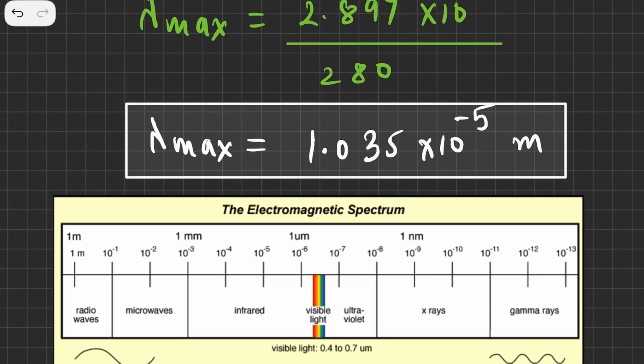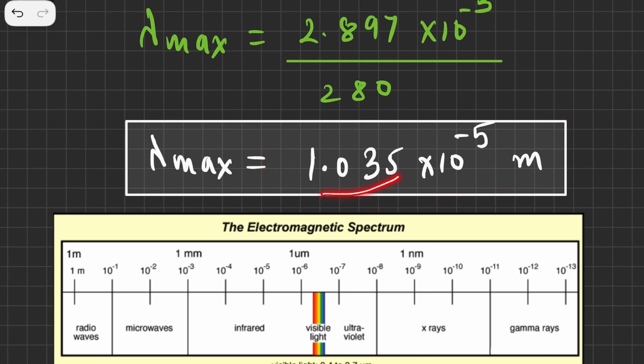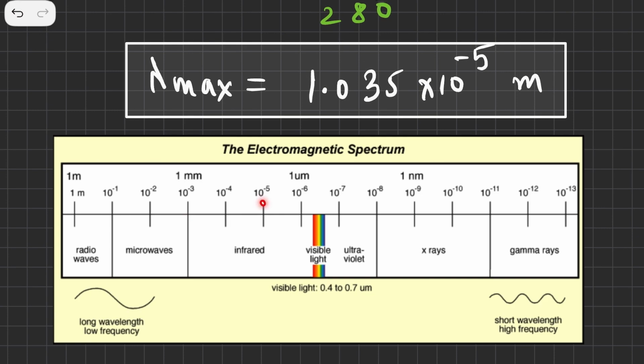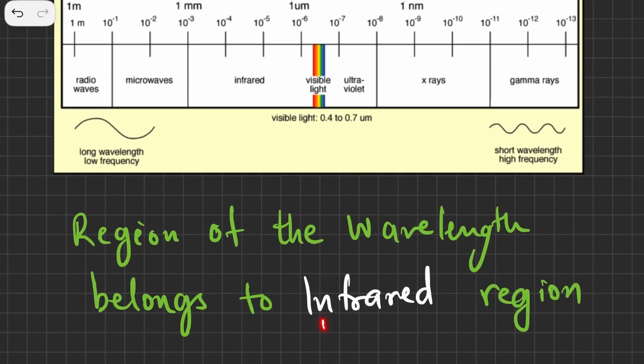Now our answer is coming out to be 1.035 times 10 raised to minus 5 meters. This is very near to 1, so we will take it as almost equal to 1. And 10 raised to minus 5 is coming somewhere at this point, and this 10 raised to minus 5 belongs to the infrared region. So the wavelength belongs to the infrared region.